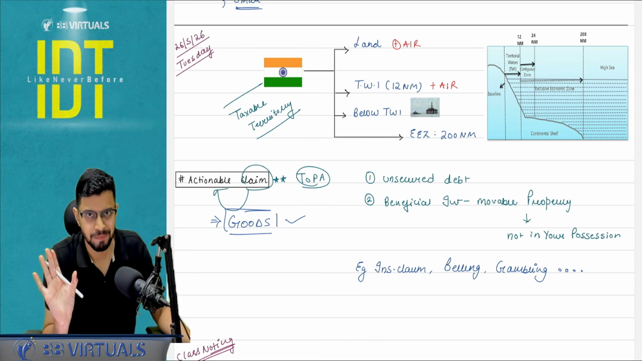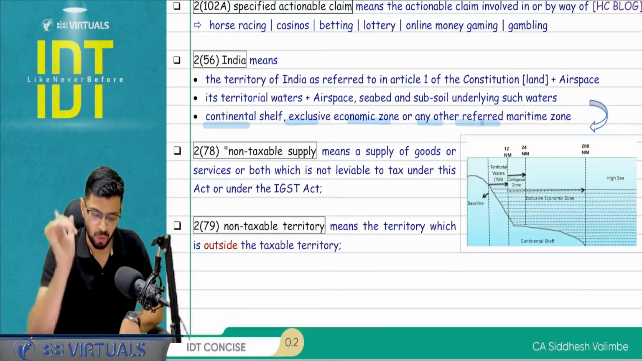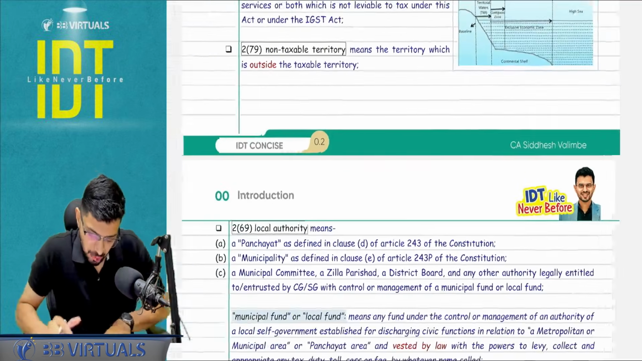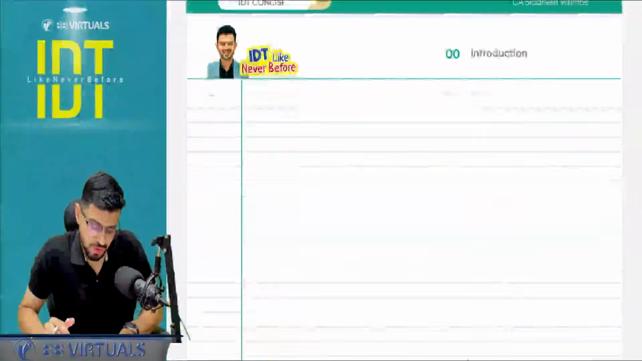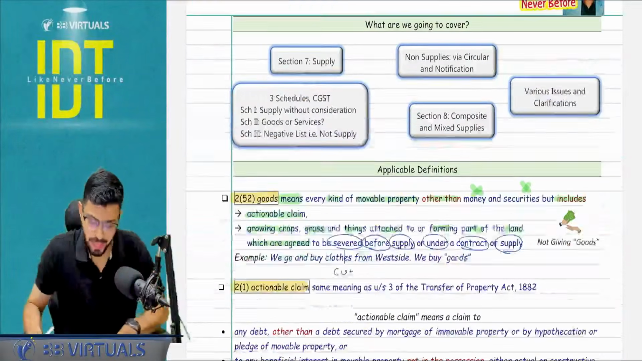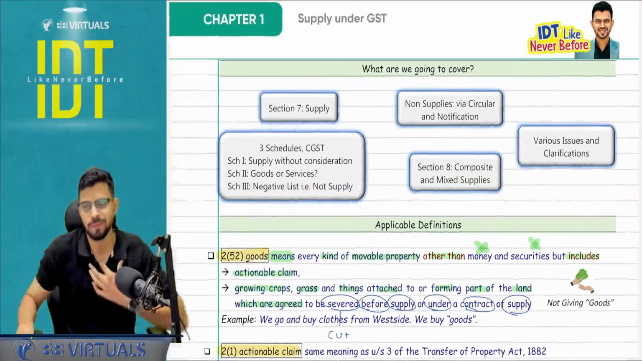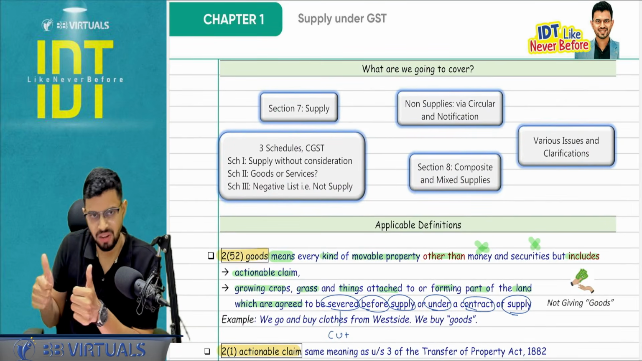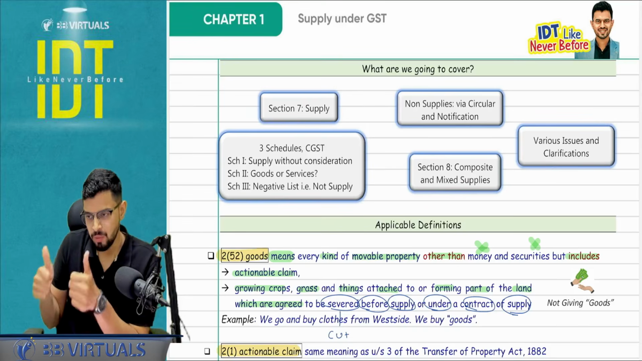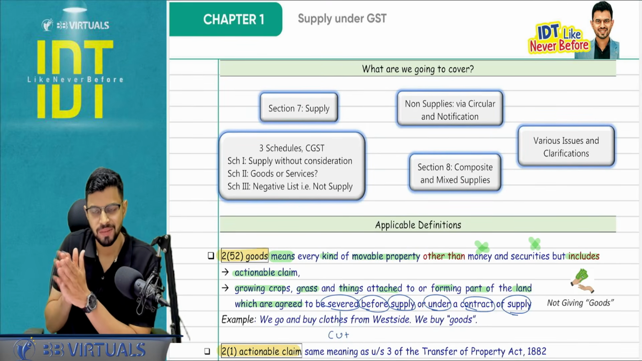Clear? Done? Okay. Now, I want to start with the chapter of supply officially. And we are going to be decoding a lot of things together. I hope till this point everything is clear. Everyone, give me a quick thumbs up. All okay? Everyone?